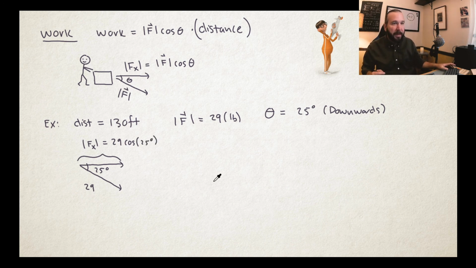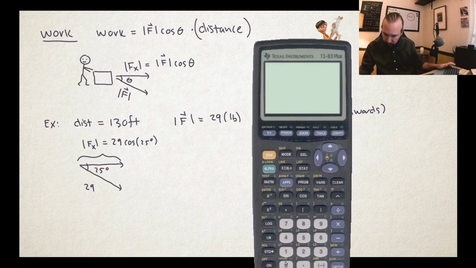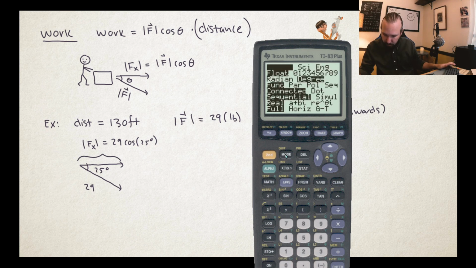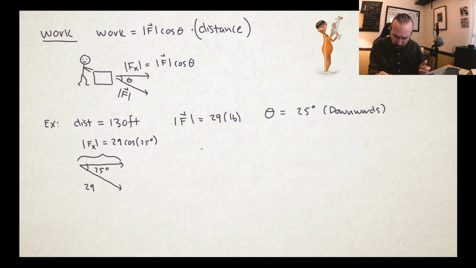So let's work out what that is. Am I still in degree mode on the calculator? Yes, I am. 29 cosine 25. So the actual amount of force is not all of the 29 pounds. It's just 26.3 of it. So it looks like they did a lot of rounding here. So we get F sub x magnitude is 26.3.